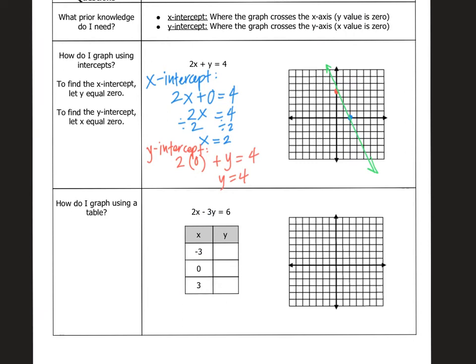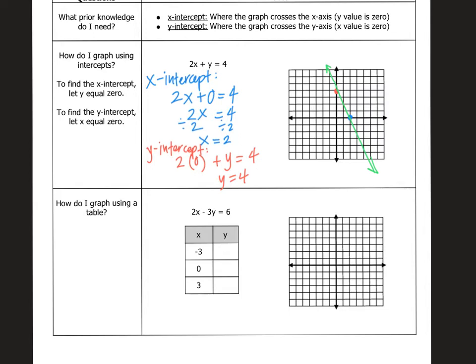How do I graph using a table? Okay, so in this table, they have given us our x values. In the future, I'm going to show you what happens if they don't give us our x values. But what we're going to do is plug in the x value and then see what we get as our y. And so that's going to give us our ordered pair.